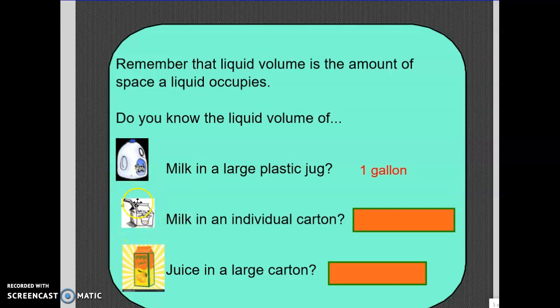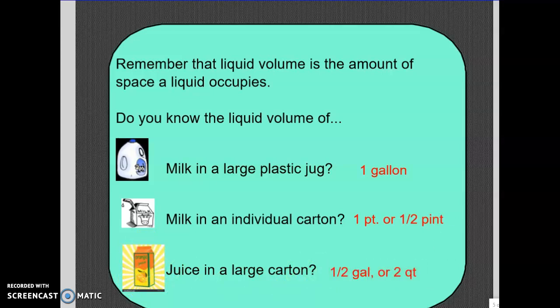Okay? What about this individual carton of milk that you can get at school for lunch? Now, we sell the smaller one, so you can either get it as a pint or a half of a pint. Ours are half pints at school. So that container of milk or juice that you get at school is a half pint. So we go from gallon, and we talk about pint, and then what about juice in this type of carton? When you buy orange juice or apple juice like that, that one is a half a gallon, or we say it's 2 quarts. So we've got a lot of different names there. We've got gallons, pints, and quarts.